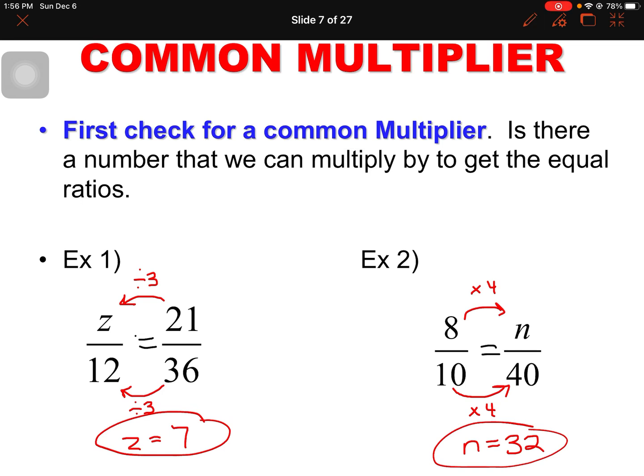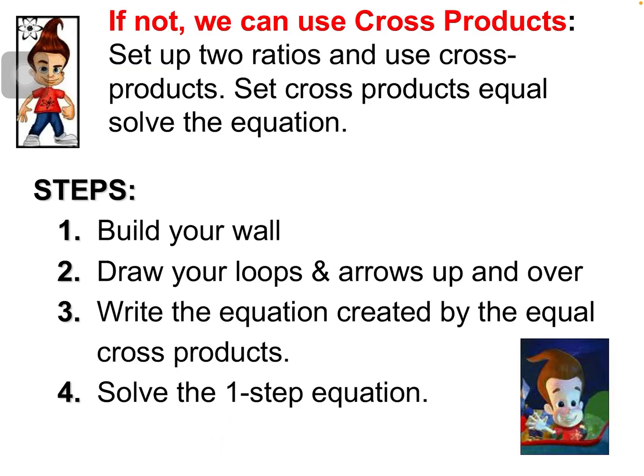Now, a lot of you are not going to do that method at all on any of your homework because you're going to like method 2 that much more, which is cross products. And so you guys have this on your paper. There's a little box that shows you these steps. So we are going to set up the two ratios and use the cross products, and we're going to solve the equation then. So what you're going to do is build your castle wall, just like we're dealing with Elsa. You're creating an equation. You're going to draw your loops and your arrows up and over. You're going to write the equation that is created by the cross products, and then you're going to solve the one-step equation.